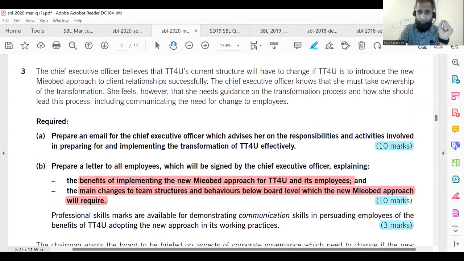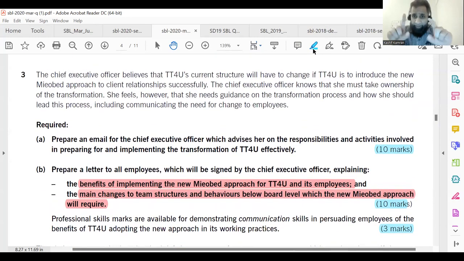Just let me read it out for you. I'm reading the opening paragraph. The chief executive officer believes that TT for you, which is a company, current structure will have to change if TT for you is to introduce the new MIO-bed approach to client relationship successfully.